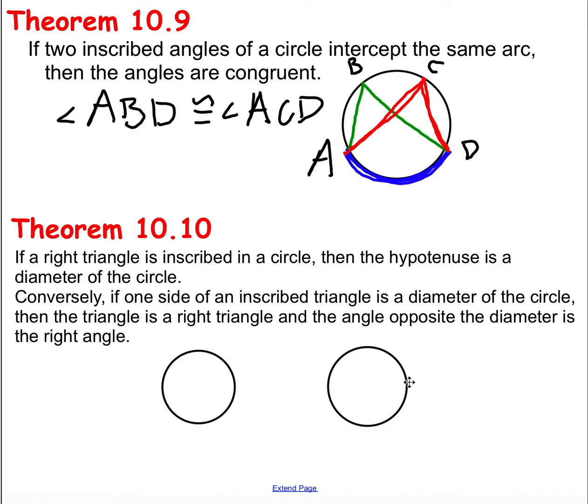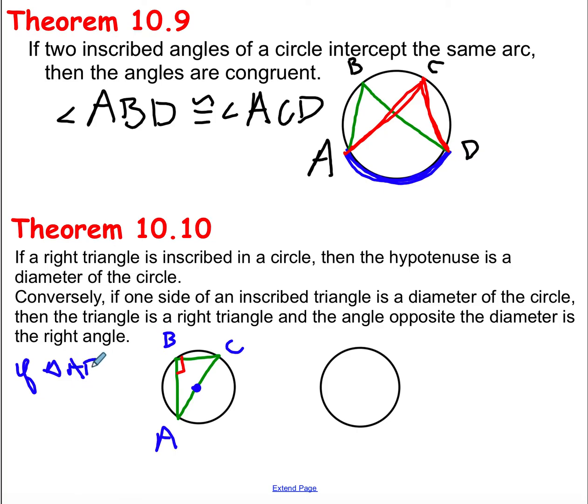If we have a right triangle inscribed in a circle, I'm going to try and draw a right triangle as best I can. Okay, that's pretty good. If we know that this is a right triangle inscribed in a circle, then the hypotenuse, this right here, let's call this triangle ABC. Then if triangle ABC is right, then we know that AC is a diameter.